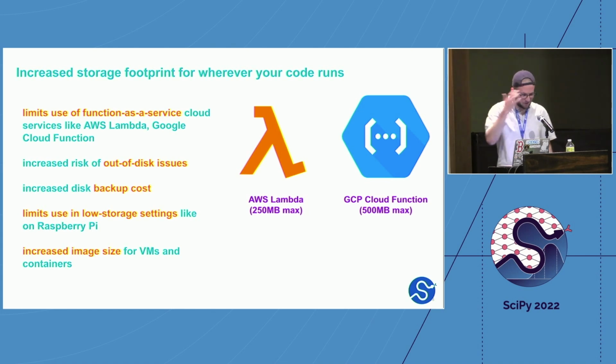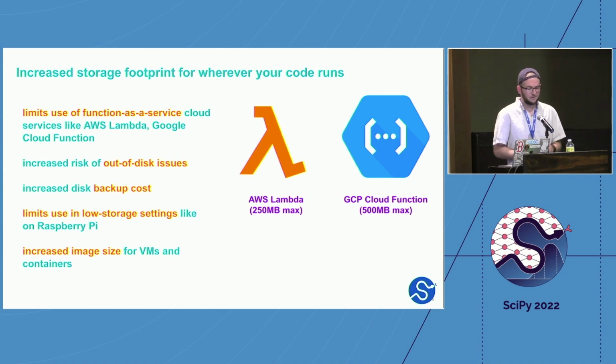Okay, what else? Larger distributions lead to an increased storage footprint for the place that your code runs. So let's say you're like, I don't care about PyPI, I don't care about Conda Forge, I just care about myself. This matters for your storage footprint too. For example, the whole journey that led me to this talk started about 1.5 years ago. I was trying to use SciPy, NumPy, scikit-learn, and LightGBM all in an AWS Lambda function. It was really, really difficult to do.